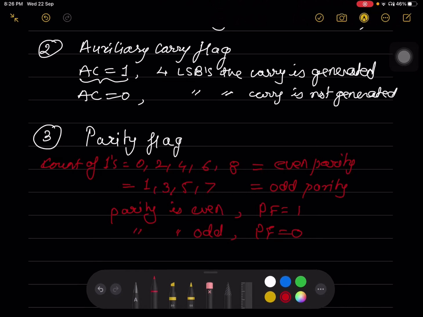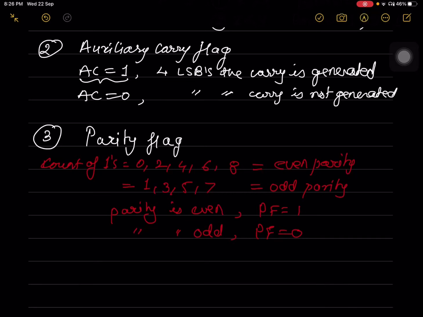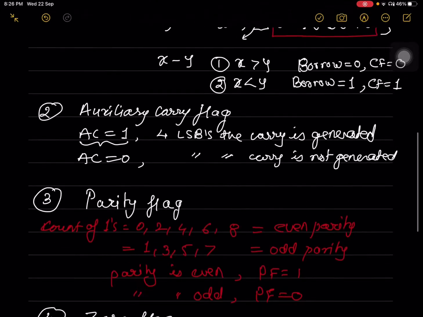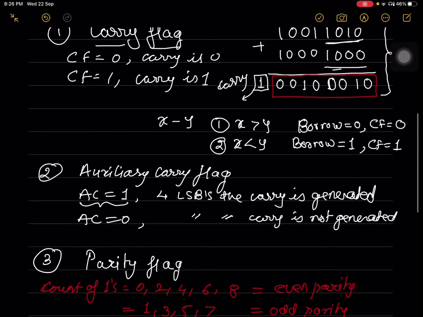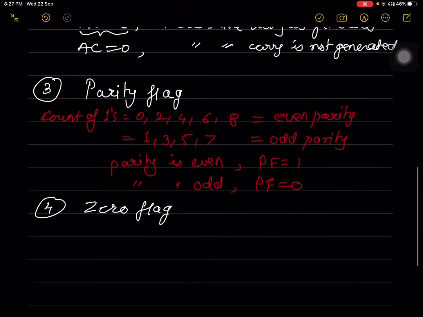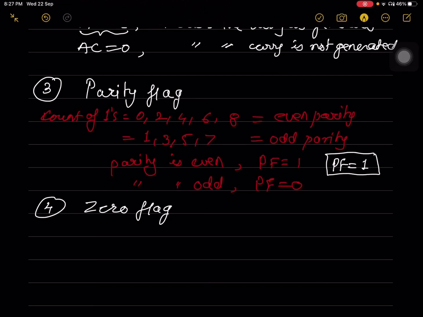Coming to the next flag, which is called as zero flag. Now, in the example which we have considered here, the number of ones for the result is equal to 2, so the parity is even, and in that situation the parity flag value will become 1, because here the number of ones is equal to 2 for the particular case.